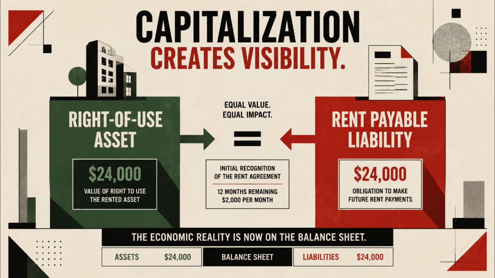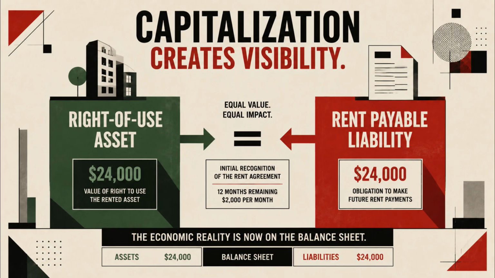Now, instead of treating rent purely as a monthly expense, we can what's called capitalize the agreement. What this means is that we recognize a right of use asset, basically the right to use the rental unit, which gives us future economic benefit, and a matching rent payable liability. That rent payable liability represents the obligation that we have in the short term to make rent payments, just like a loan.